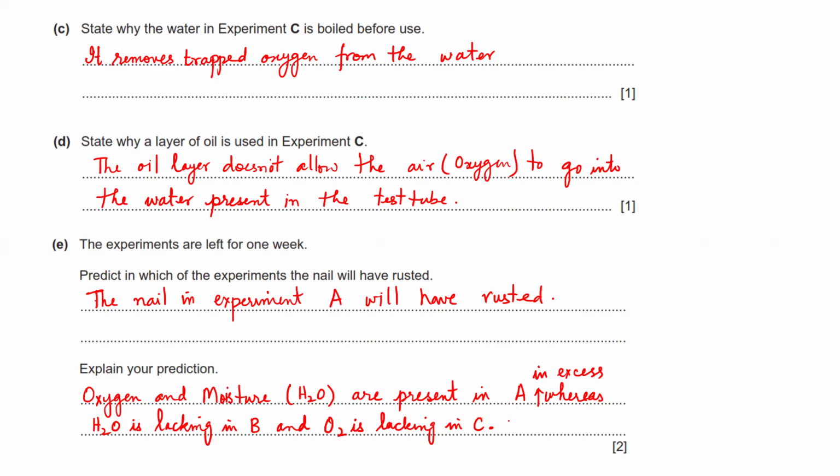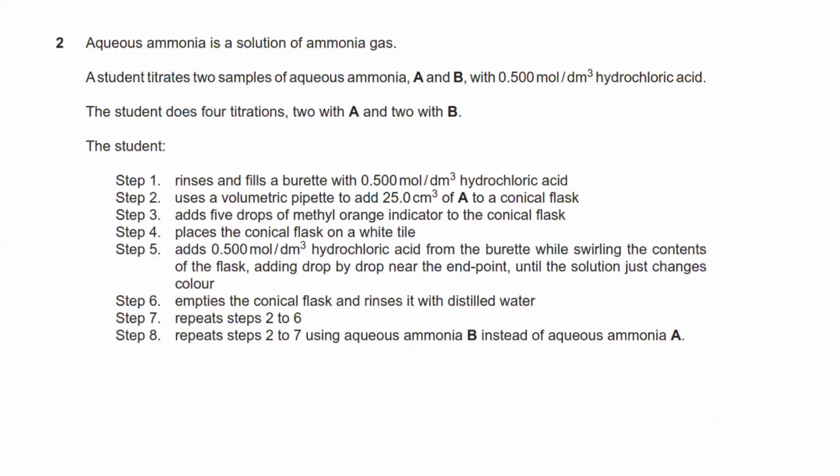So this is one part. The second part is O2 and H2O are required for rusting of iron. It's good to have this last statement as the first statement, and then you can write that oxygen and moisture are present in A. So a good way to write is that oxygen and water or moisture are required for rusting of iron. In experiment A, both oxygen and the moisture or water are present in excess, whereas water is lacking in B and oxygen is lacking in C. So this is our first part question.